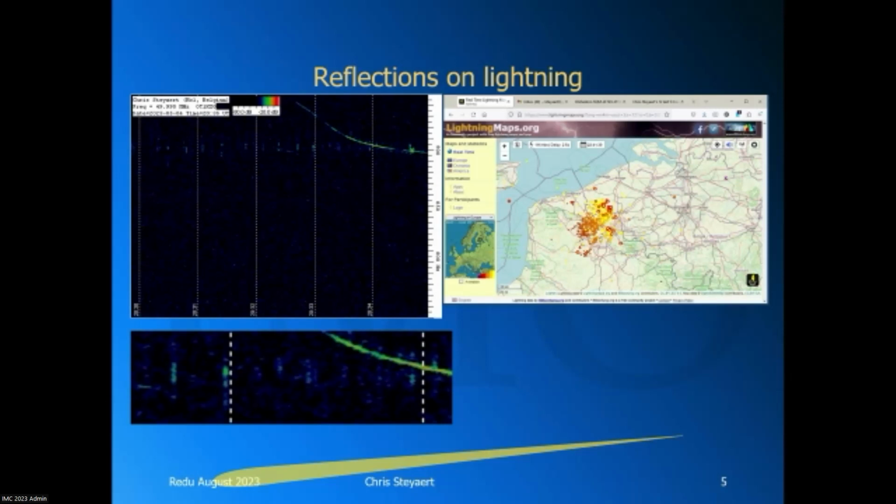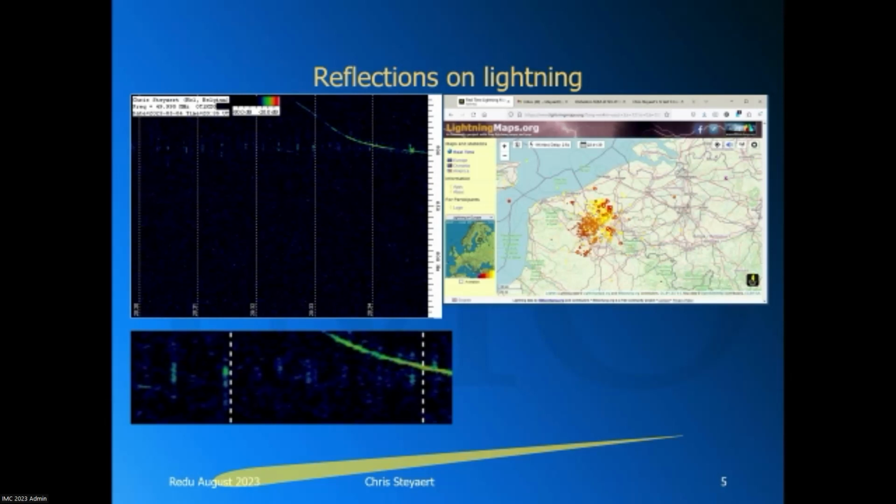They are reflections on lightning trails. So the channel created by lightning also reflects. This is not direct interference from lightning locally, because I am there, 100 kilometers to the east, and there is the thunderstorm. If you look at that in detail, you cannot make a difference with a meteor.